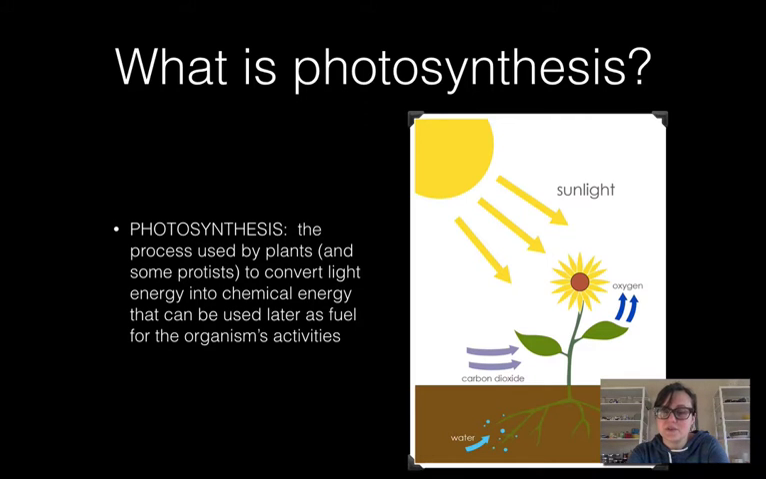So if we take a look at this picture, we can see that this little plant is taking in sunlight and water and carbon dioxide, and it is letting out oxygen. But the really important part about photosynthesis is that it's making chemical energy. So it's storing up energy that the plant can use later to do all of the activities that it needs to do, things like making new cells through mitosis or getting ready to reproduce.